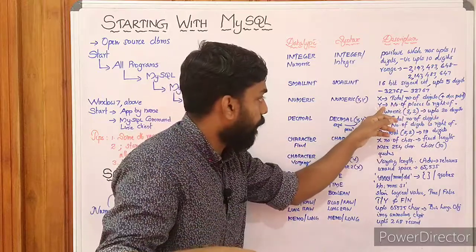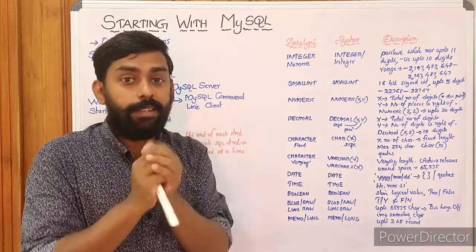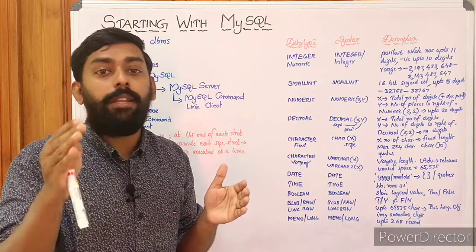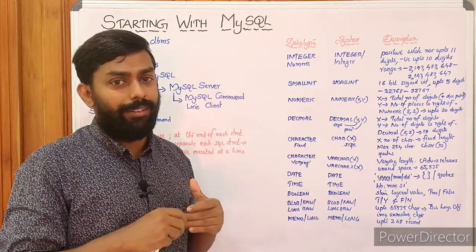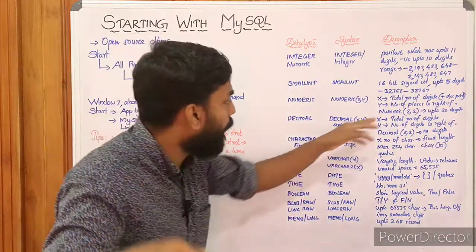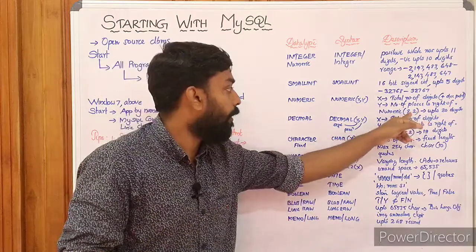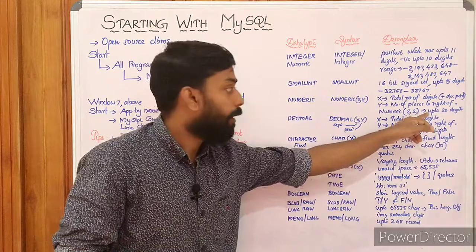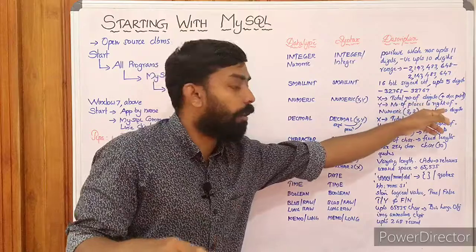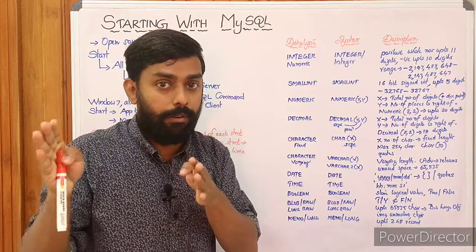Then y is the number of places to the right of the decimal point. X stands for the total number of digits and y stands for the number of digits after the decimal point. Hope you get it. Let's look at an example: numeric 8 comma 2. Here the value of x is 8 and y is 2. It supports up to 20 digits. That means numeric x comma y supports up to 20 digits in a particular number.